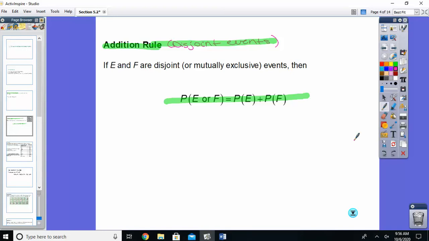So if I wanted the probability that you got an A or a B on your homework, can you get both an A and a B on your homework? No. So I'd add the probability of an A plus the probability of a B. So in general, or means we're going to be adding things.